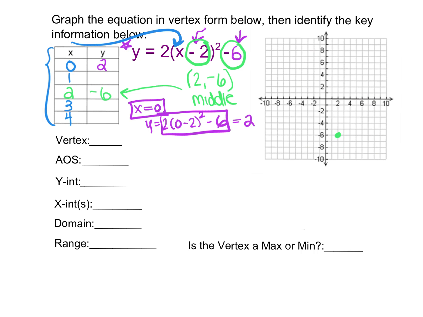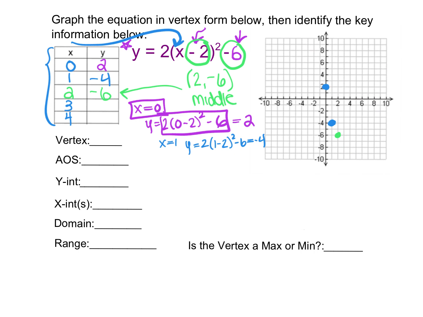So now let's try x is equal to 1. And if we do that, we have y equals 2 times (1 minus 2) squared minus 6. And again, if I plug that into my calculator, I find negative 4. And so now I have a couple more points that I can plot. I can see x is 0 and y is a positive 2 up here, and x is 1 and y is a negative 4 here. So I'm starting to see some other coordinates outside of my vertex.